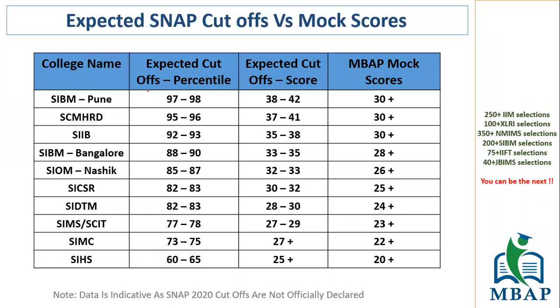So if we go ahead, expected SNAP cutoff versus mock scores. Now, this year we know that the SNAP pattern has changed. It has come down from 110 questions to just 60 questions in 60 minutes. This is because of the pandemic. Next year, we are expecting them to go back to the original pattern that they had.